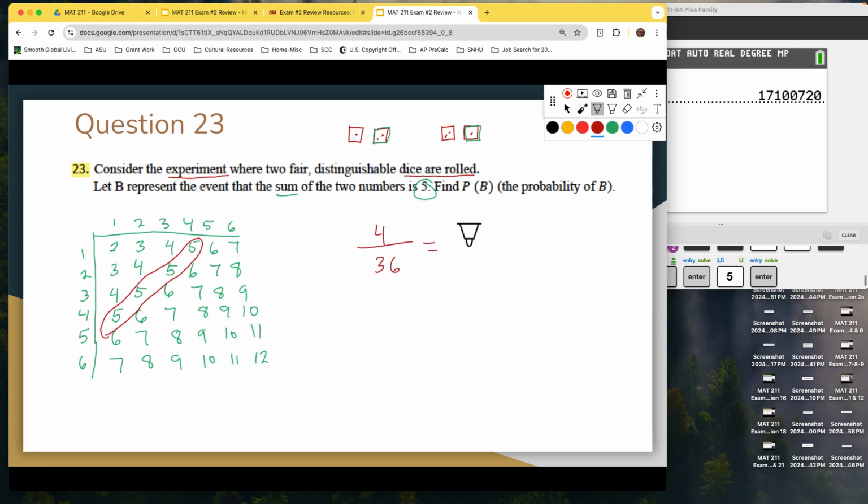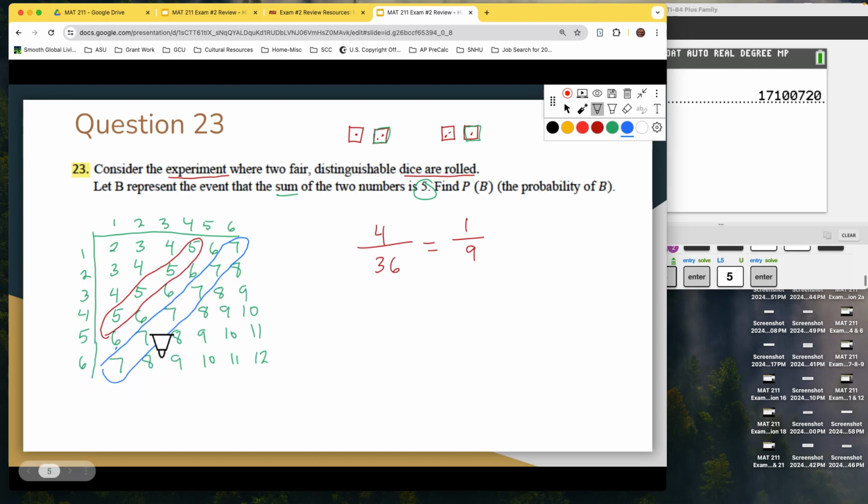2 goes into both. Actually, 4 can go into 36 as well. So 4 goes into 36. Is that 9 times or 8? 8 is 32. This is 9 times. So 1/9 is our answer. But what you want to notice is once you've done this once, you see this pattern, and you see the one that's going to be the biggest is this diagonal of 7s. It's the most frequent thing that can happen.